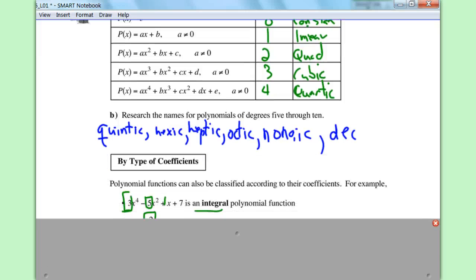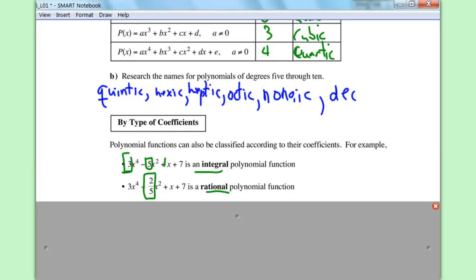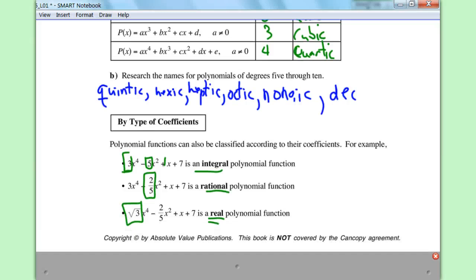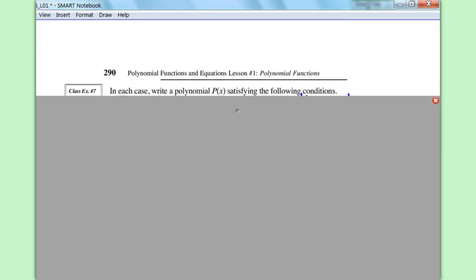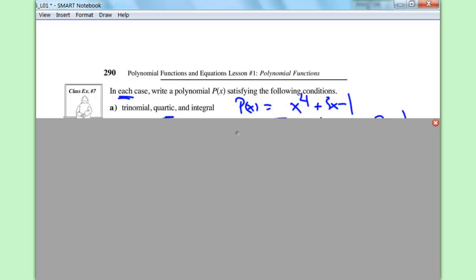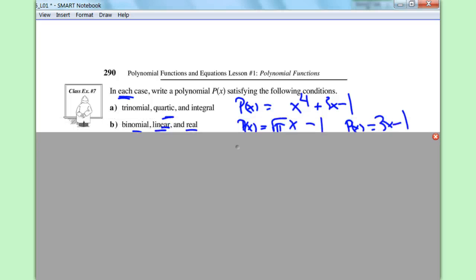What about the type of coefficients? We have integral polynomials and we have rational polynomials. We have real polynomial functions as well, so lots of note. So can you put the words into actual equations? Do you know what they mean? When you look at this, can you write one that's trinomial, quartic, and integral? Well, there's an example, but there's an infinite number of more, right? So this isn't supposed to be you copying my example down. You write a different one down.